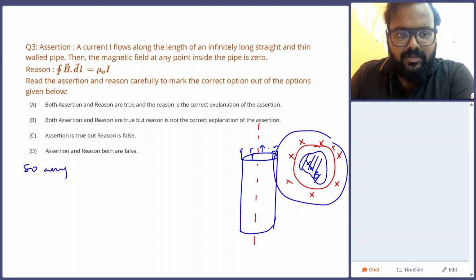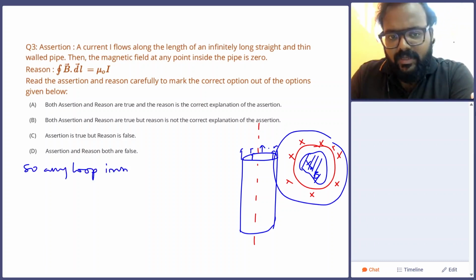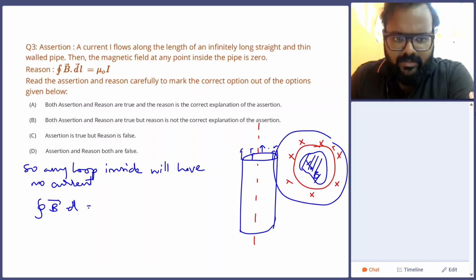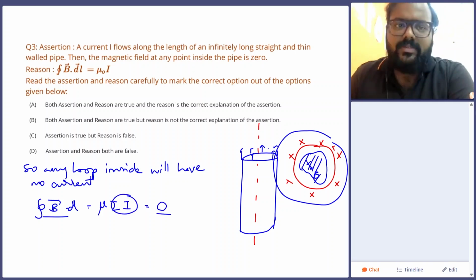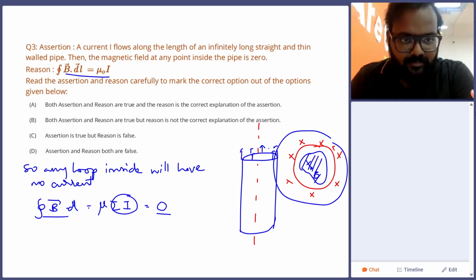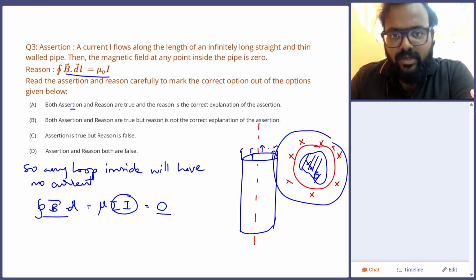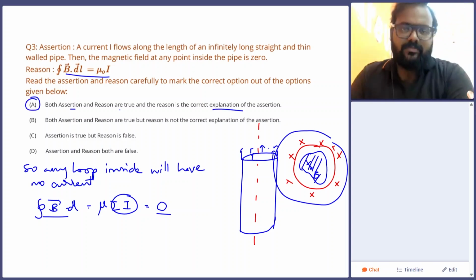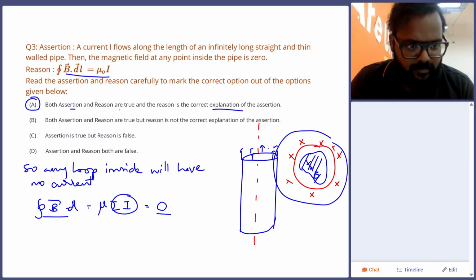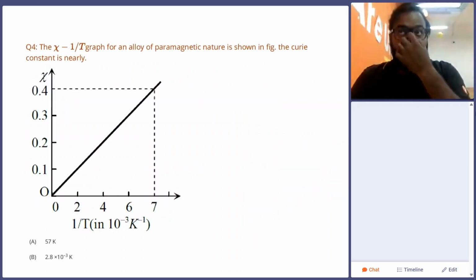So any loop inside will have no current, which means the integral of B dot dl is mu naught sigma I. This sigma I becomes 0, so naturally this becomes 0. Now the reason that they are giving is also this. So both assertion and reason are true. The reason is the correct explanation of the assertion. Alright? Let's go to the next question.